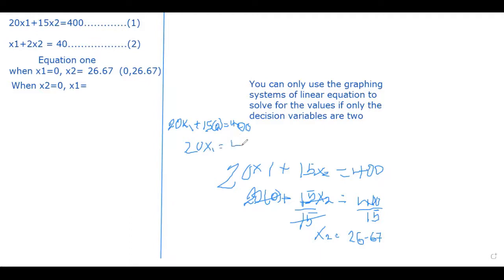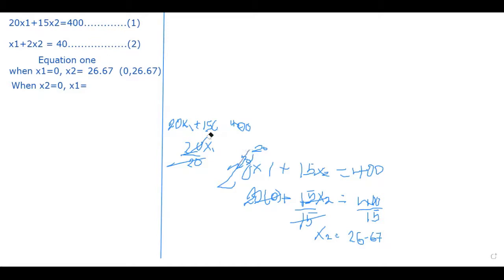So we are having 20x1 equal to 400 because 15 times 0 will be 0. We want to get the x1, so divide both sides by 20, right? So what do you get? So we are getting 20 for x1. So x1 is 20 this time, so 20 comma s2 will be what? 0. So this will be the coordinate to draw a line for equation 1.